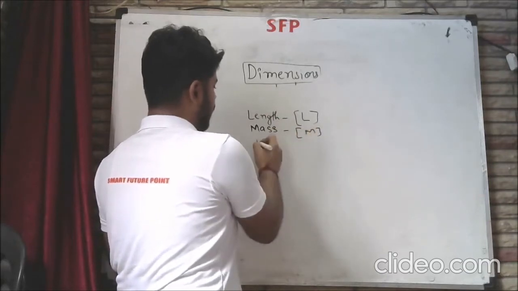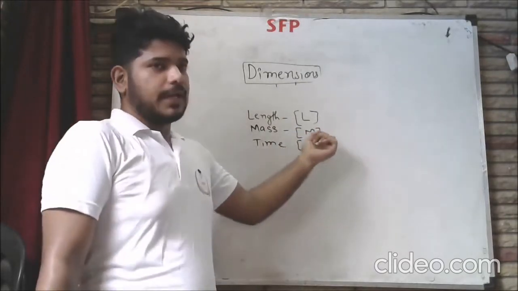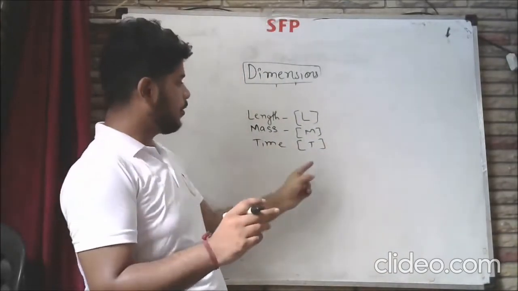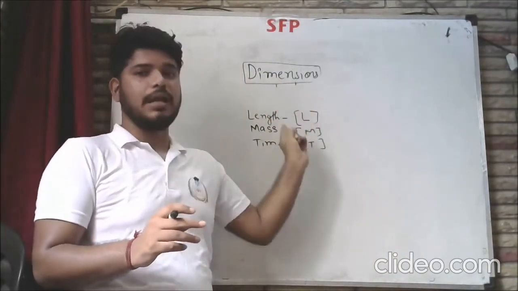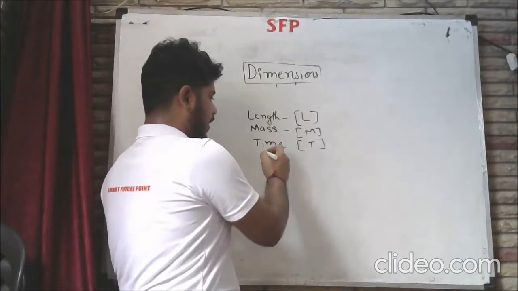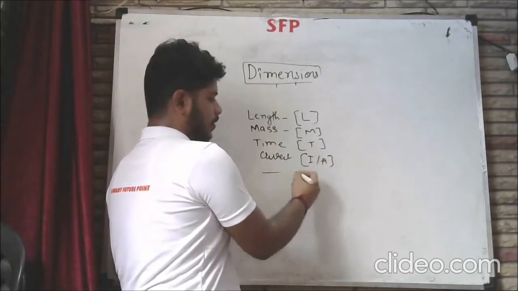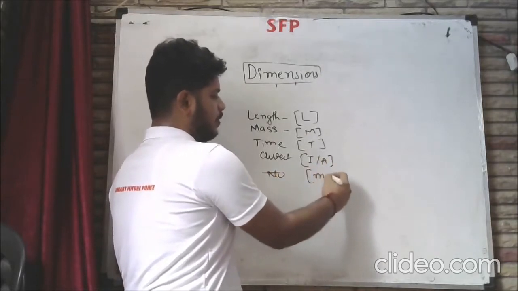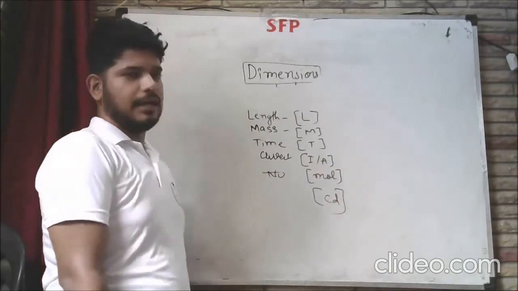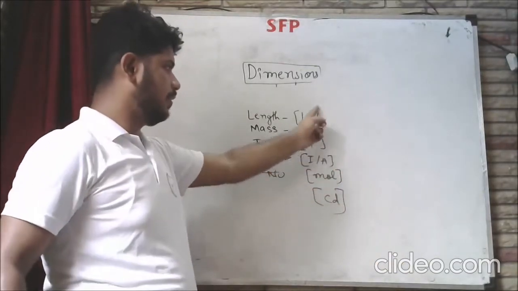If I take mass, it has M. Time has T. So in mechanics, till class 11th of the first book, we are going to deal mainly with these: mass, length, time. If I take current, it has I or A. If I take number of particles, it has mole. If I take luminous intensity, it has candela. So mainly we will deal with these.